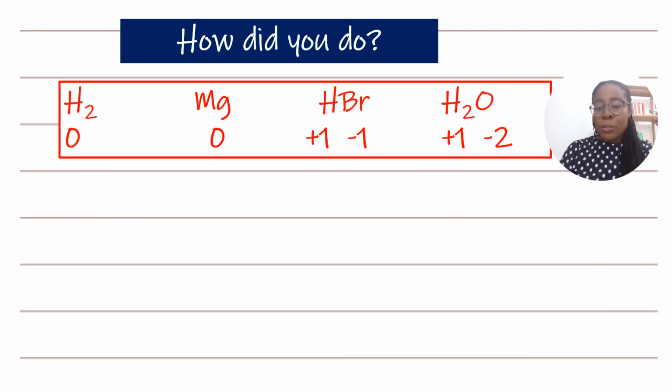So for our first two, just elements, so always 0. HBr, hydrogen, is almost always +1, which makes the Br -1. And in water, H is almost always +1, oxygen almost always -2, and they add up to 0, which works.